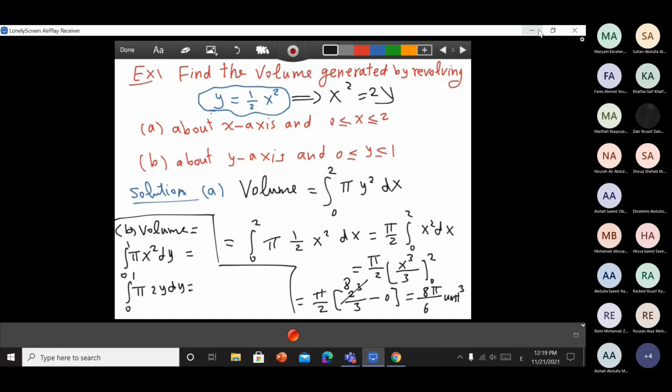So this one will be pi outside, integration from 0 to 1 of 2y dy, which is 2 pi times y squared over 2 from 0 to 1. When I substitute by 1, I have half. So I end up with pi unit cube. Okay.